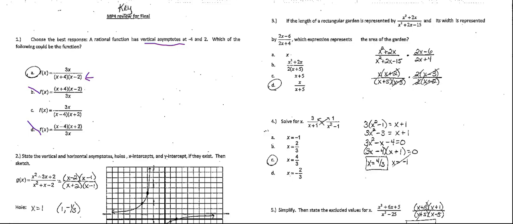Let's hop over to number 3. Here we have a garden, and we're trying to find the area. Well, remember that area is length times width, so we're just multiplying these two fractions together. All you got to do here is factor and cancel.